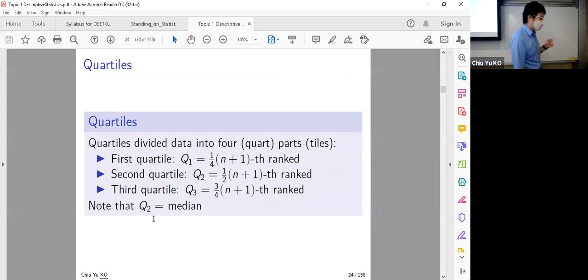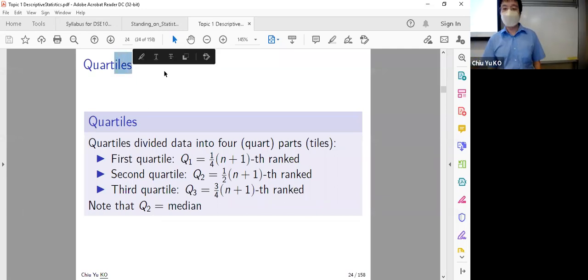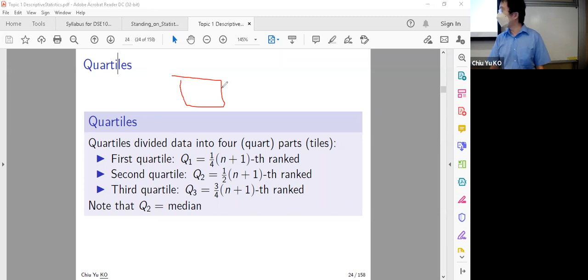Okay, so that's why we want another measure we call quartiles. Tiles, in English, is something you see in the toilet. The tile over there is a tile, right? The square stuff. Quartile means you divide the data into four different squares.